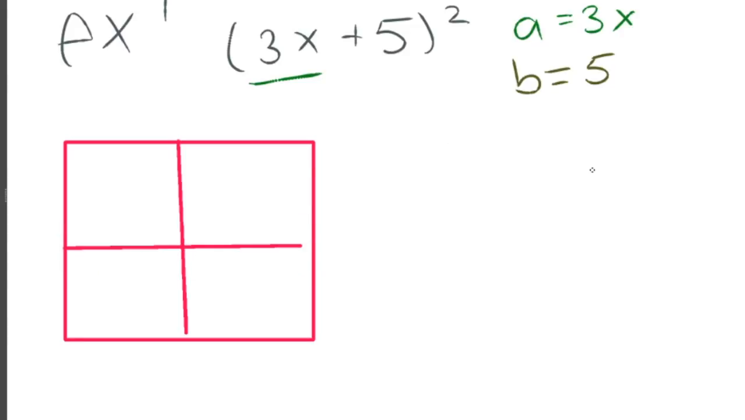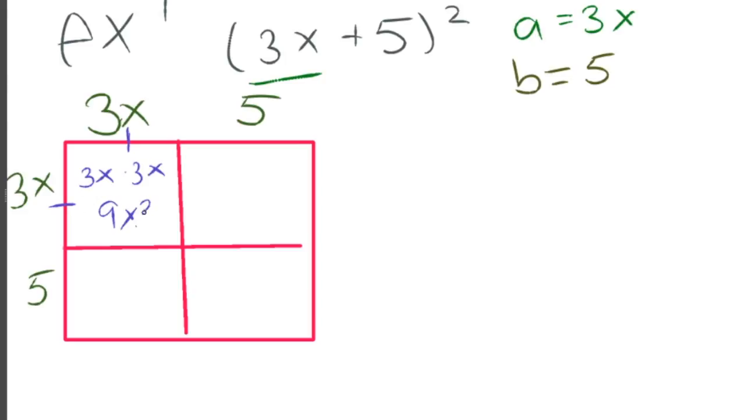Okay. So again, since it's the same thing, we'll write out 3x up here, and b right here, which is 5. And then down here on these rows, the same thing again. So we'll write a, 3x, and b, 5. So now we solve just like we did when we had a and b. So this is 3x times 3x, giving us 9x squared.